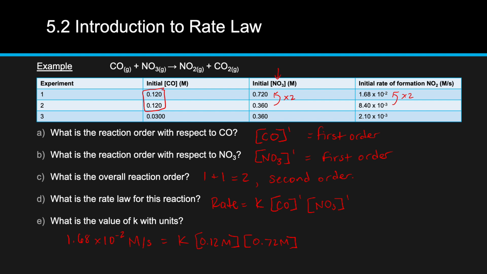So when we solve for K, we're going to end up getting a K of 0.194 divided by molarity times seconds. So that's going to end up being molarity to the negative first power times seconds to the negative first power. Again, you could have written it as 0.194 over molarity times seconds, but this is going to be how you will see it on the AP exam, so that's just what we should probably be practicing.